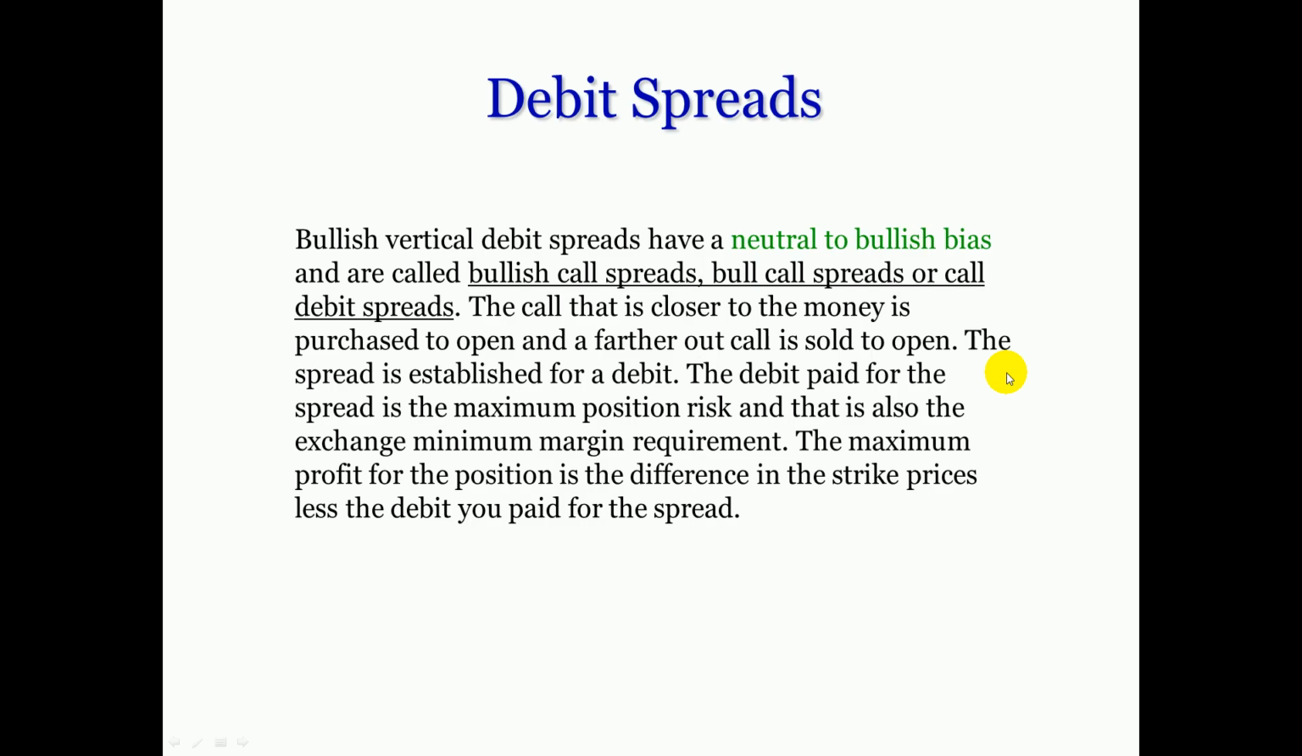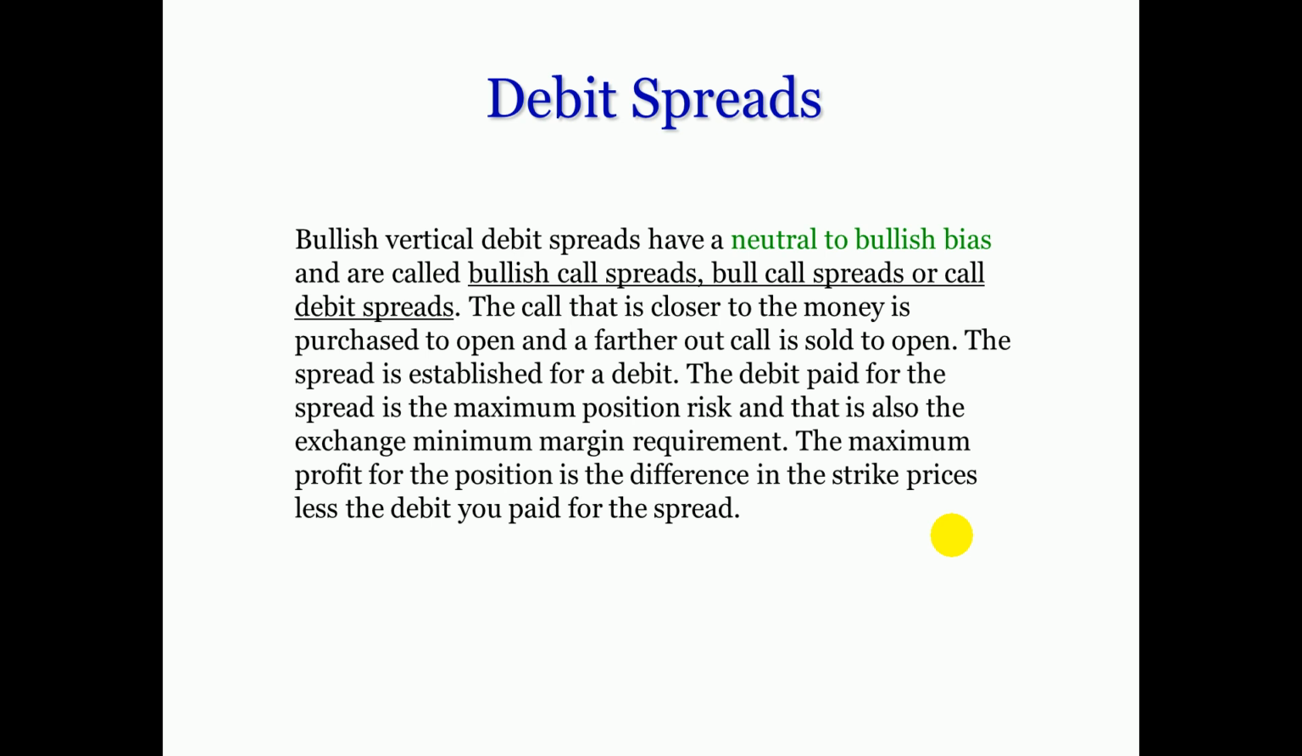So we also have debit spreads. Now we're going to be buying options that are closer to the money and selling options that are further out of the money. So a bullish vertical debit spread has a neutral to bullish bias. It's called a bullish call spread, a bull call spread, or call debit spreads. So the call that's closer to the money is purchased to open, and the farther out call is sold to open, and the spread is established for a debit.